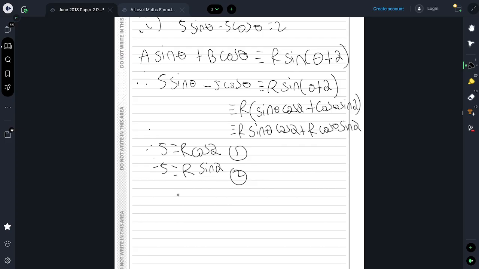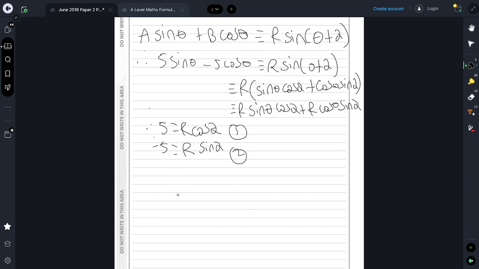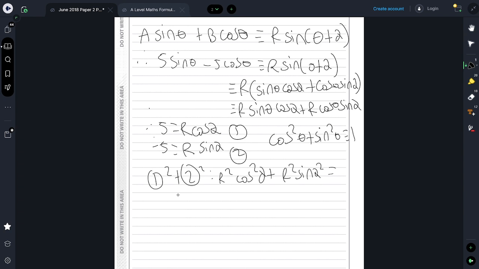You don't have to do all this, by the way. You can immediately jump to finding r and alpha. But what I'm doing here is explaining the process and the thinking. If you're ever stuck on how to do it, think back to a way to break it down. Anyway, so we label this, we've got two equations, two unknowns, but I think we can solve for r and alpha. Well, actually, if you know the identity cos squared theta plus sine squared theta is identical to 1, wow, what if we square 1 and square 2 and add them? That's going to be r squared cos squared alpha plus r squared sine squared alpha, and that's going to be 5 squared add minus 5 squared.